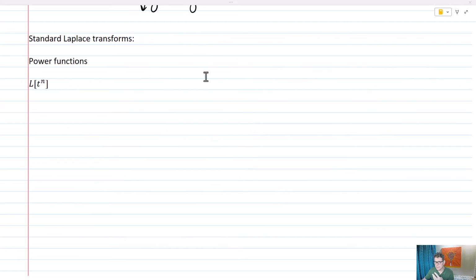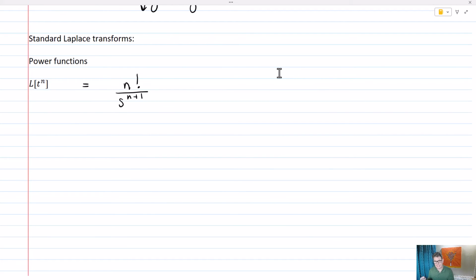So now let's look at those standard Laplace transforms. We'll start out with the power functions, and the power function here we've got L of t to the n, where n is some kind of constant, okay? And what we're going to get here is that this is going to end up equaling n factorial over s to the n plus 1.